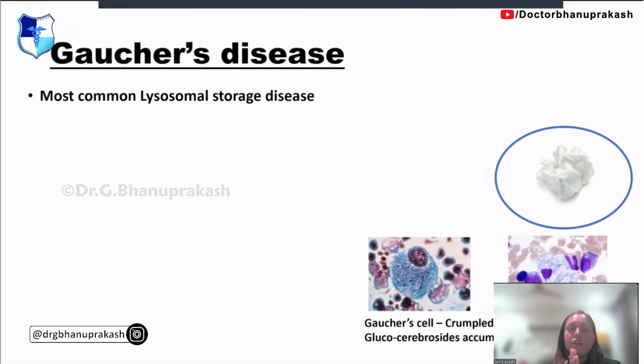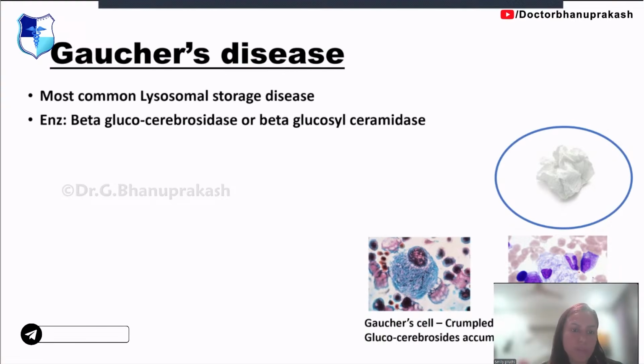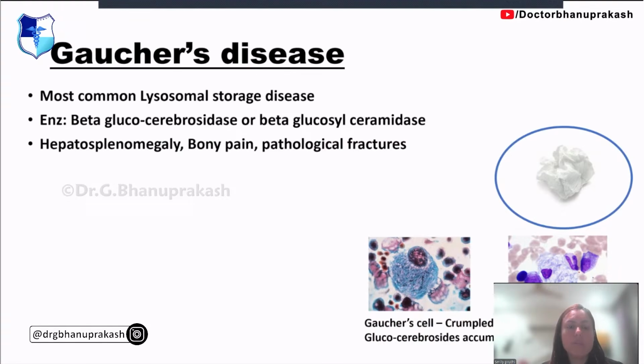One more slide, because Gaucher's disease is the most common lysosomal storage disease. Not only the most common sphingolipidosis, it is the most common of all lysosomal storage diseases. So the enzyme I already told you, beta-glucosidase, right? It can be called beta-glucocerebrosidase or beta-glucosylceramidase. The patient has hepatosplenomegaly, no mental retardation, no cherry red spot. I already told you.